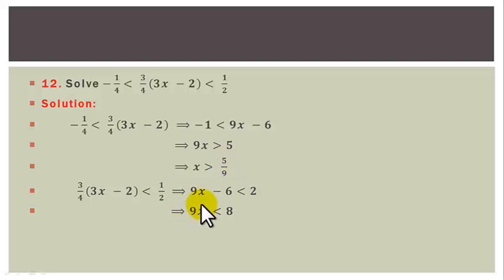So this implies 9x is less than, that's when you take minus 6 to the right, that would then give us 9x is less than 8. Dividing both sides of this inequality by 9, we obtain x is less than 8 all over 9. So therefore, putting the two solutions together, we have x is less than 8 over 9 but greater than 5 all over 9.